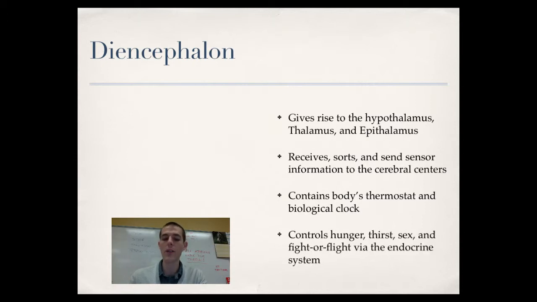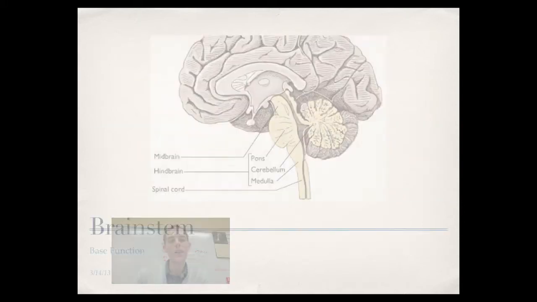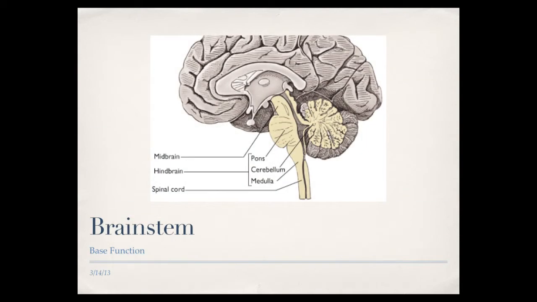And it controls hunger, thirst, sex, fight or flight, all of this via the endocrine system. So diencephalon is the big seat of the endocrine system, and thus our hormones that we talked about a little bit back. Finally, up on the march of brain pieces, we have got the brain stem.